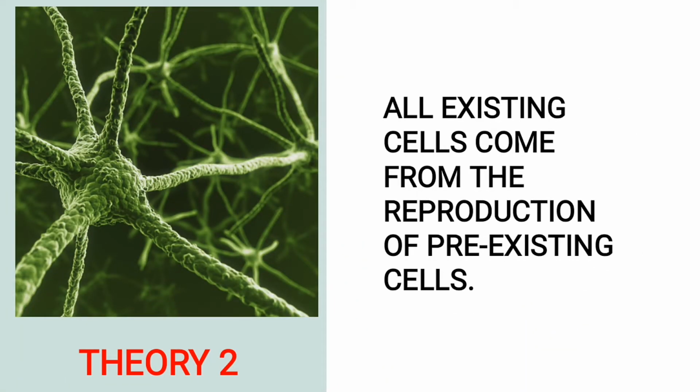Theory 2 talks about how all existing cells come from the reproduction of pre-existing cells. That is, cells evolve from one another due to reproduction, either by binary fission or by binary fusion. So a new cell is formed from a pre-existing cell, which is the second theory of cell.